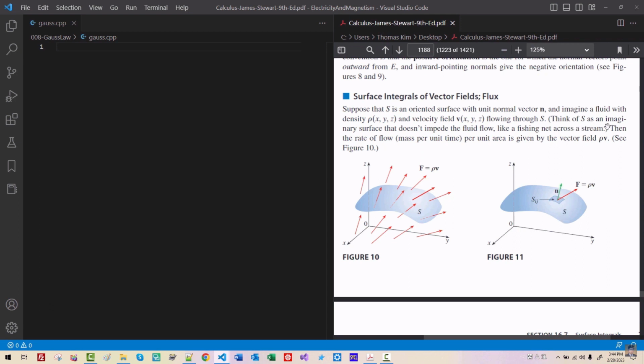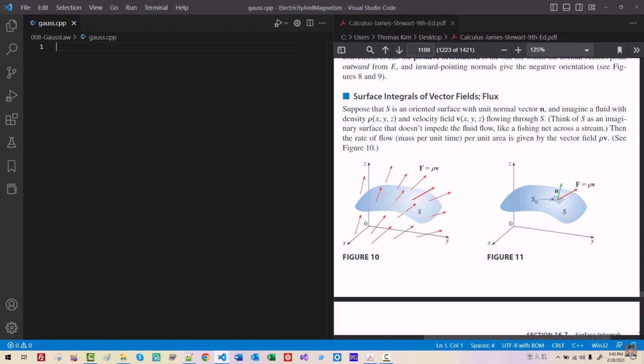Think of S as an imaginary surface that doesn't impede the fluid flow, like a fishing net across a stream. Then the rate of flow per unit area is given by the vector field rho v. Vector field F is given by rho v. Then the rate of flow, mass per unit time per unit area, is given by the vector field rho v.